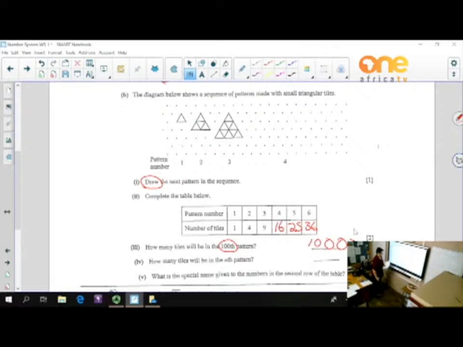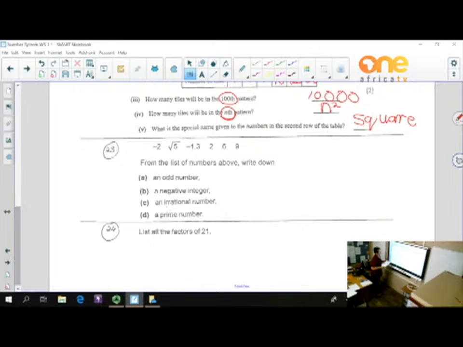How many tiles will there be in the nth one? We're looking at our pattern and we say it's square numbers, so we're going to square n. What is the special name? We've said it now over and over. It is square numbers. Make sure that you know this set because they often ask questions on square numbers.